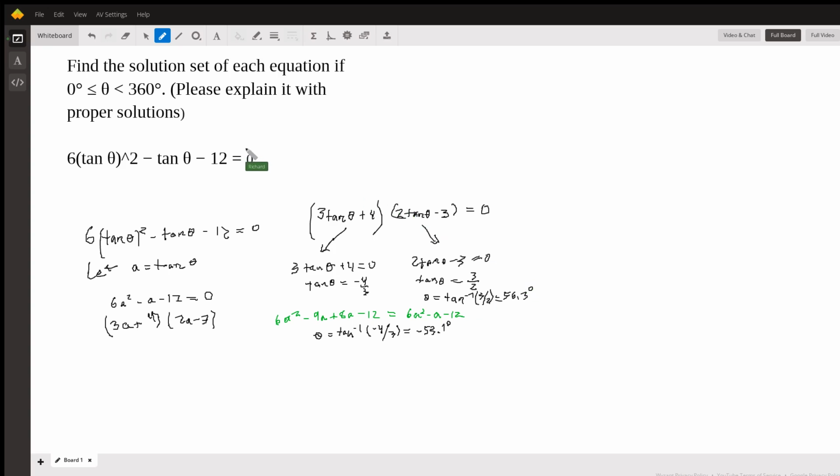In any event, the main idea here is don't be fooled by all the smoke and mirrors going on in here. Just rewrite it and factor it, and then life will be good.